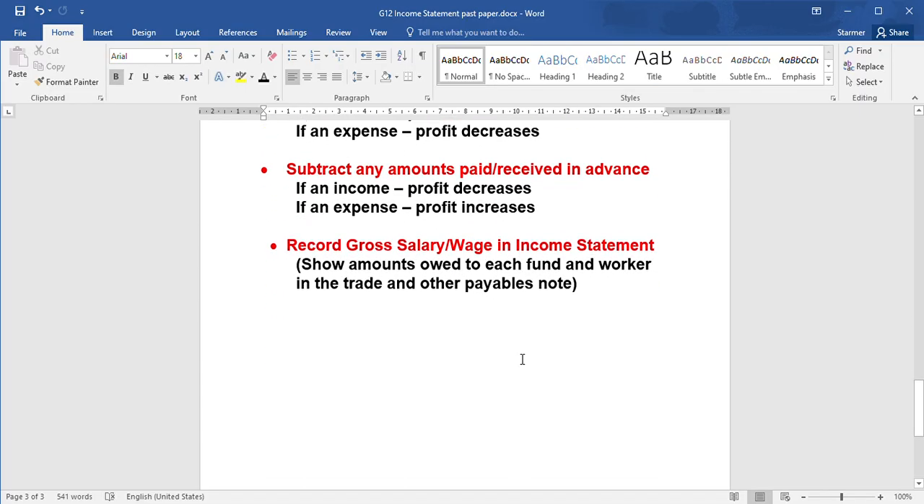And then the last thing I need you to remember is that in the income statement, you're going to record the gross salary or wage. That's the total cost to the business, and it's in the payables note that you show of the gross wage, so much is owed to SARS, so much is owed to pension, so much to medical aid, and the net wage owed to the worker.